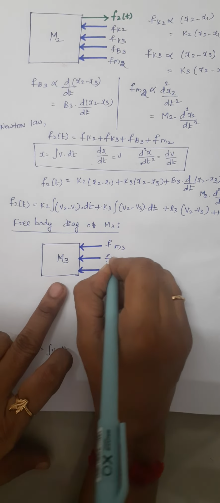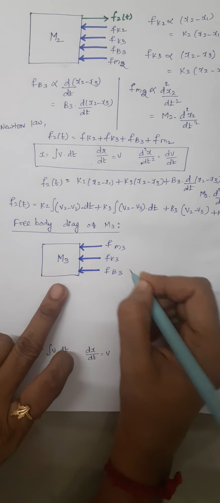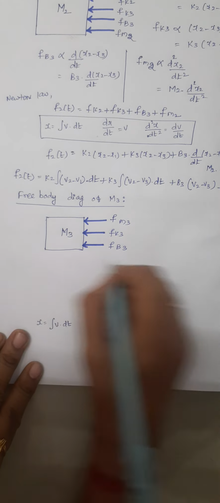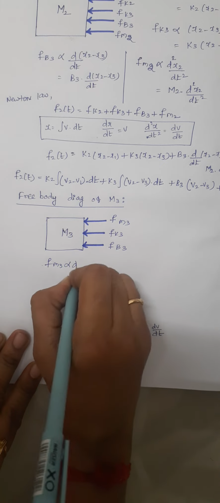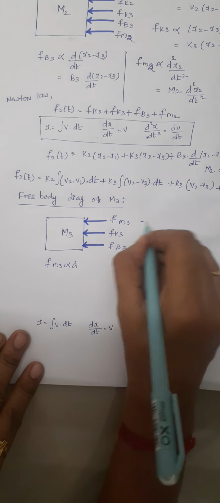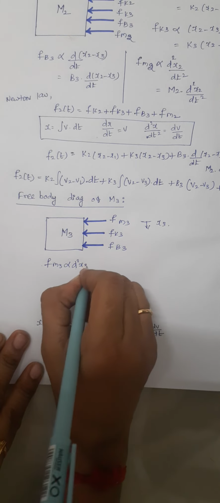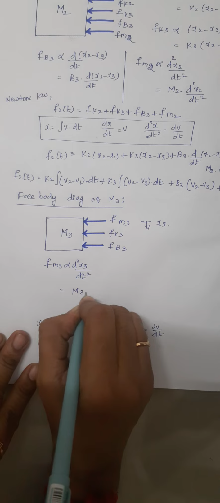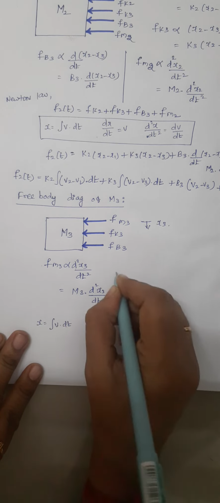The 3 opposing forces are namely Fm3, Fk3 and Fb3. So again just write down the respective expressions. So when you write, we will be having Fm3 is directly proportional to d square x3 by dt square, as the respective displacement of M3 is given as x3. When you include the proportionality constant, that becomes M3 into d square x3 by dt square.